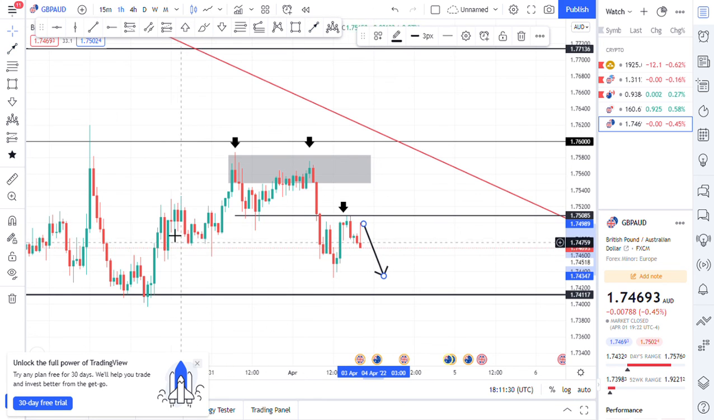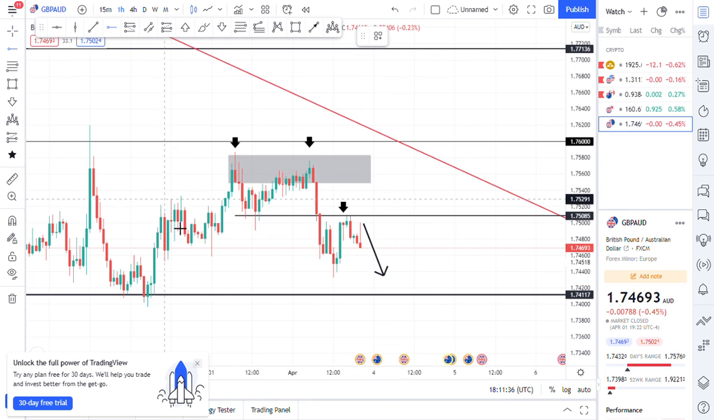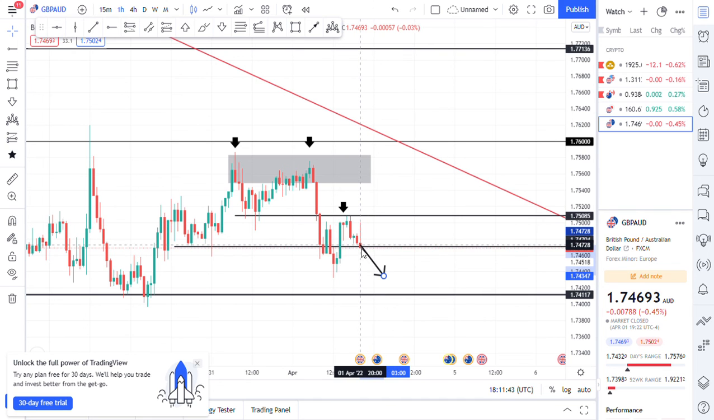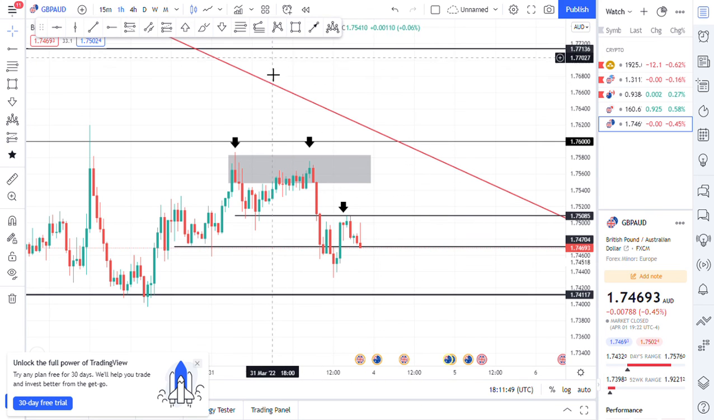Most likely I'll be taking my trades at the retest of this point. When price breaks this point and comes back to retest, I'll be taking my trades around that. Come back to retest this price level, I'll be taking my trade to the downside, which will be a sell. So my bias is a sell. So that is it for this.